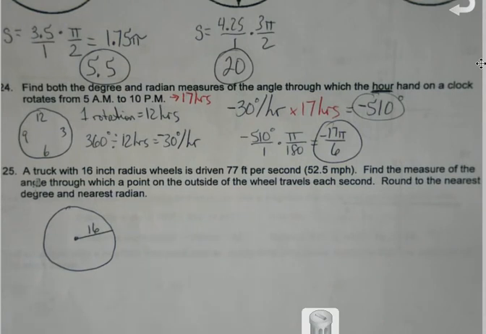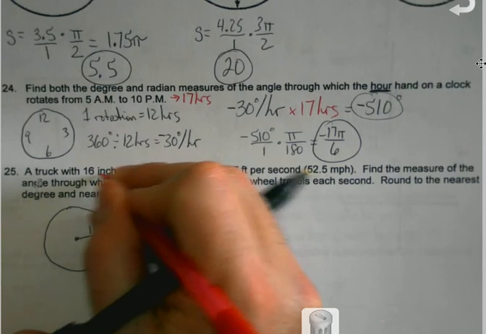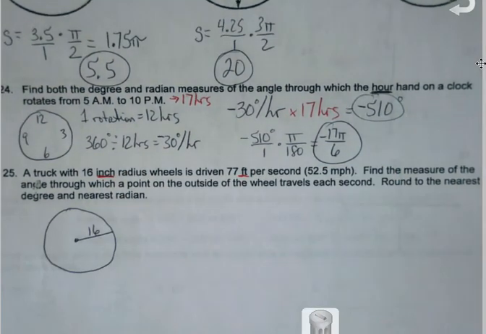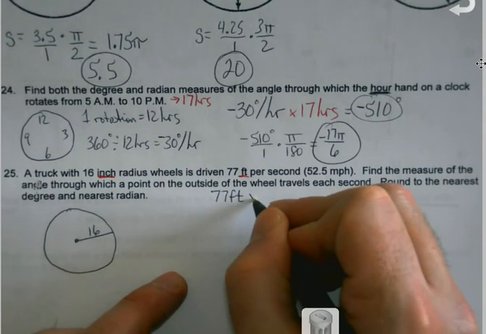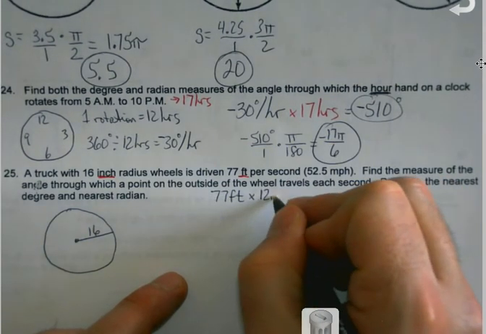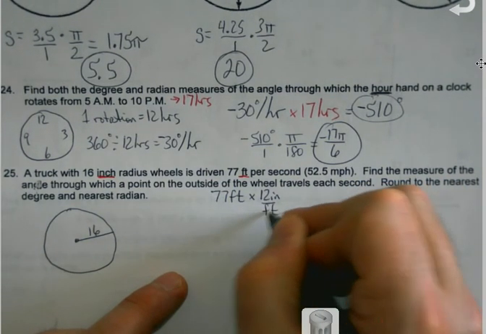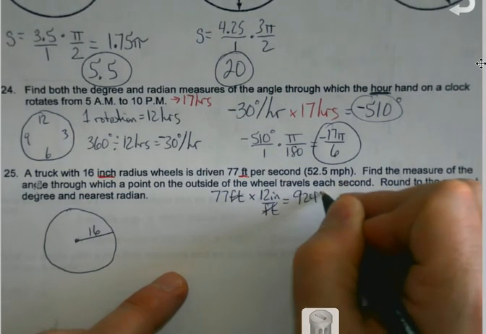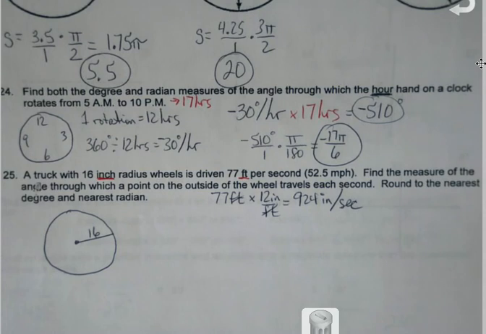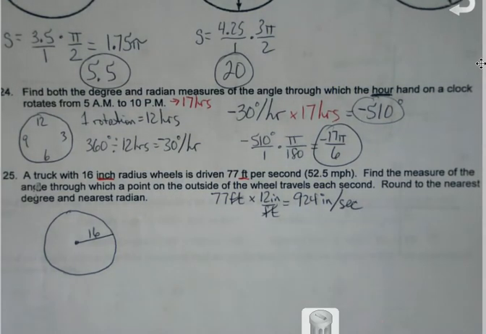Now I noticed right away, my big thing here, I got one part in inches and one part in feet. So I decided I was going to do everything in inches. You could have gone the same way and done the same thing in feet, but I just decided to go this way. So 77 feet times 12 inches per foot gets rid of my feet, tells me this wheel is going 924 inches a second. That's going to be important in a minute.